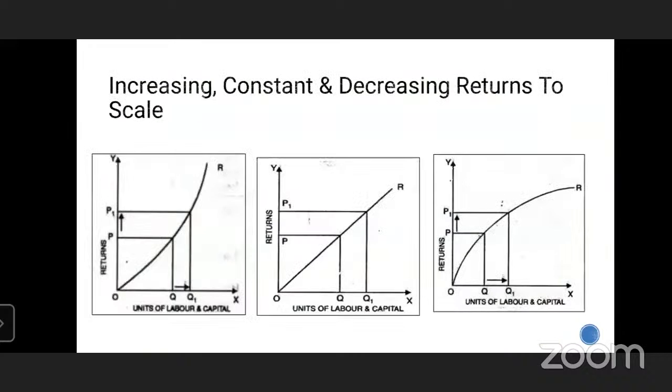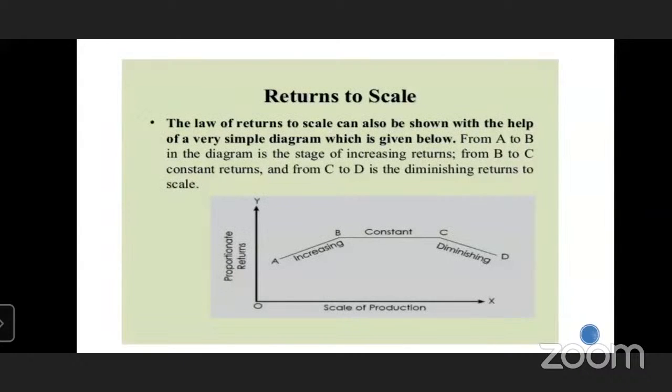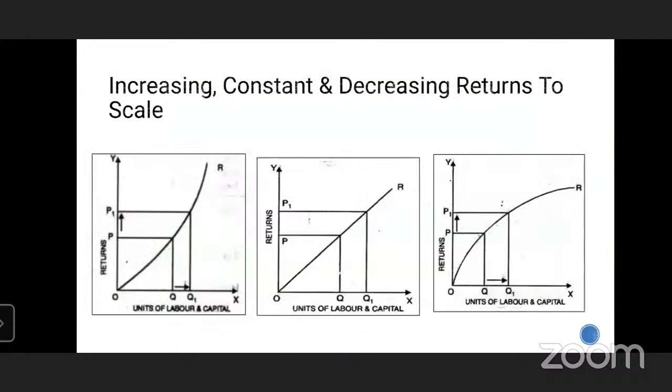This is the second way. This portion AB is a straight line for us in this diagram, but this AB is convex when it is increasing returns to scale. So the most popular question is the shape of the curve in increasing returns to scale, decreasing returns to scale, and constant returns to scale. So these are the 3 graphs.